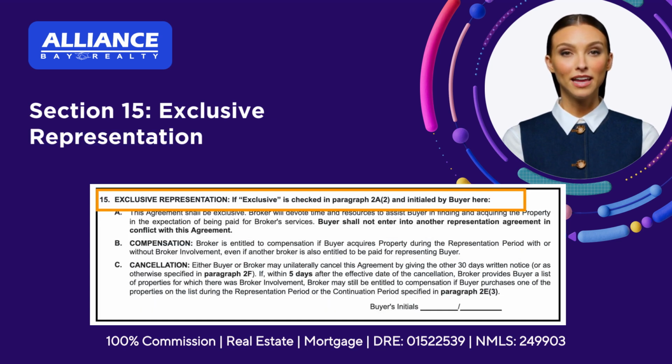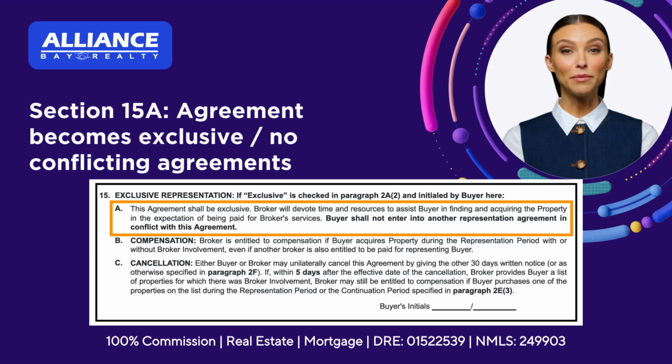Section 15, Exclusive Representation. Before you start, the trigger rule: this section matters only if exclusive is checked in paragraph 2A2 and buyer initials here in Section 15. Section 15A, Agreement becomes exclusive/no conflicting agreements. If exclusive is elected: 1. Broker will devote time and resources expecting to be paid. 2. Buyer agrees not to enter into another representation agreement that conflicts with this one.